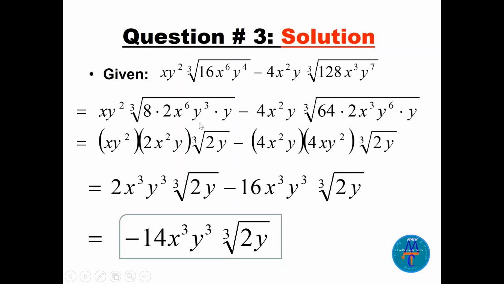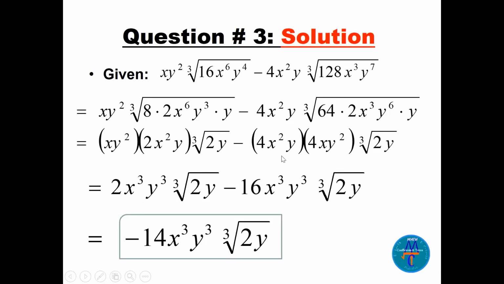Now let's see. You see this quantity here, cube root of 2y, cube root of 2y. That's the same. So we can check now if we can add inside. Now let's multiply here. 2 x squared is x cubed. Y squared, y is y cubed. So 2 x cubed, y cubed is the outside here.